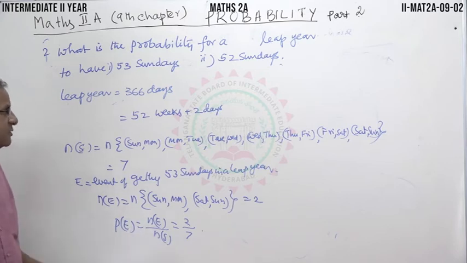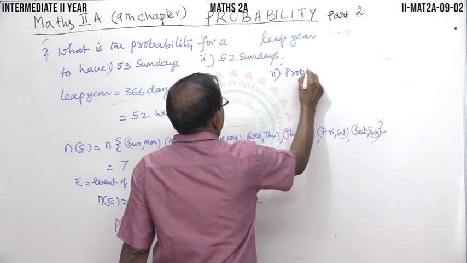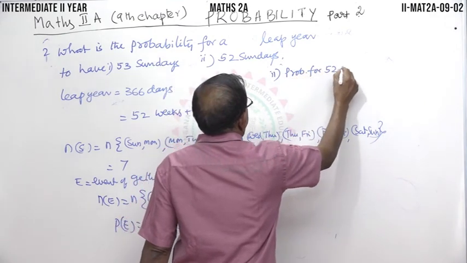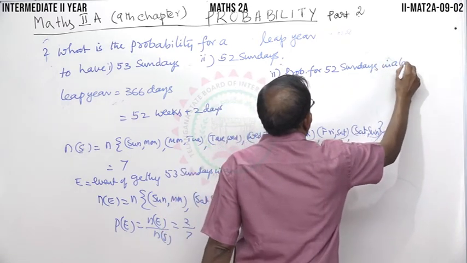Now in the same question, we have to find out the probability for 52 Sundays also in a leap year. Second question, probability for 52 Sundays in a leap year.